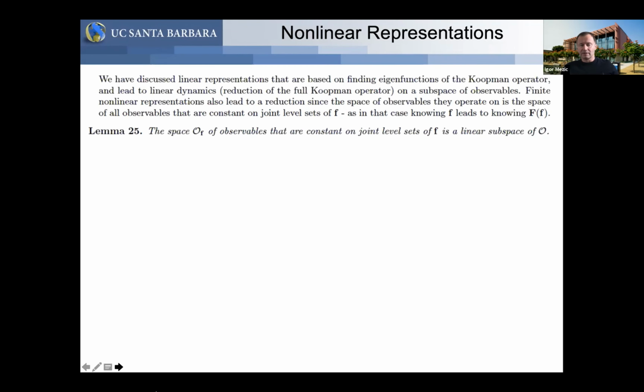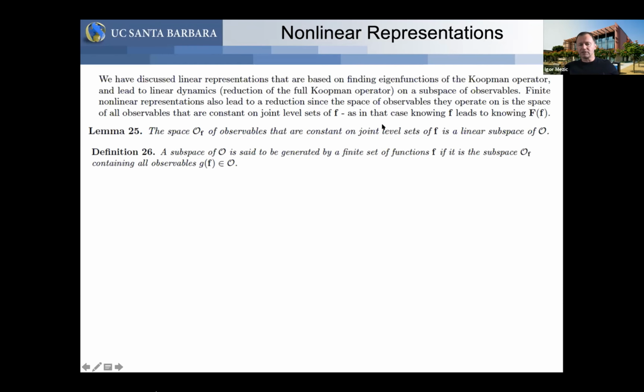Besides linear representations, we could define nonlinear representations as well. It starts with the space of observables that are constant on joint level sets of F, and observe that that's a linear subspace of the set of all observables. Now we're going to call O generated by a finite set of functions if it's the subspace of the full space of observables containing all the functional dependencies on your original set F. And that's, in general, typically an infinite dimensional space.